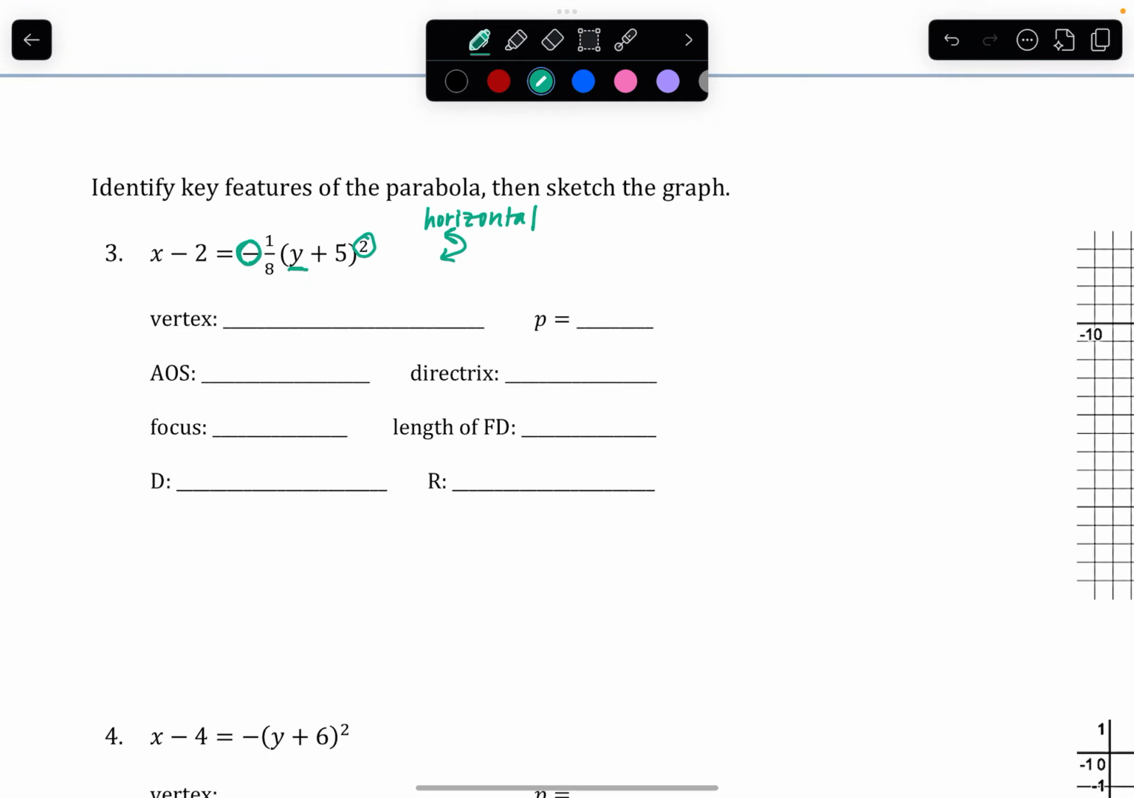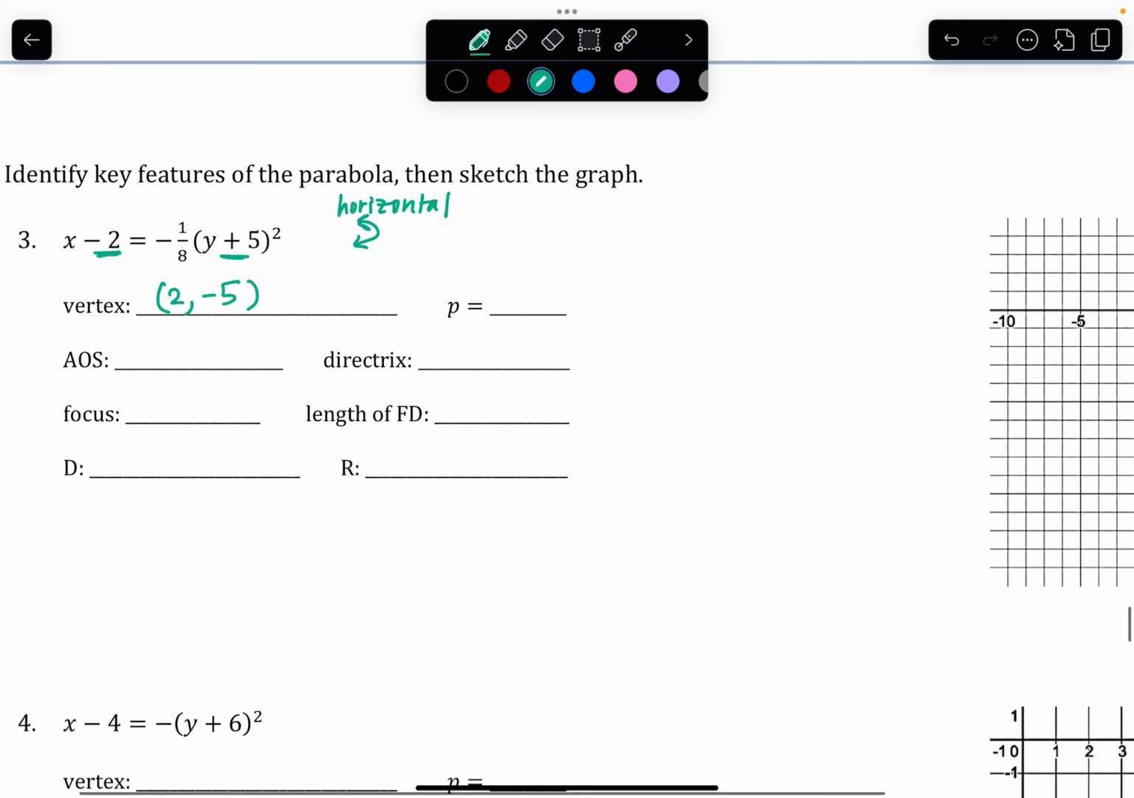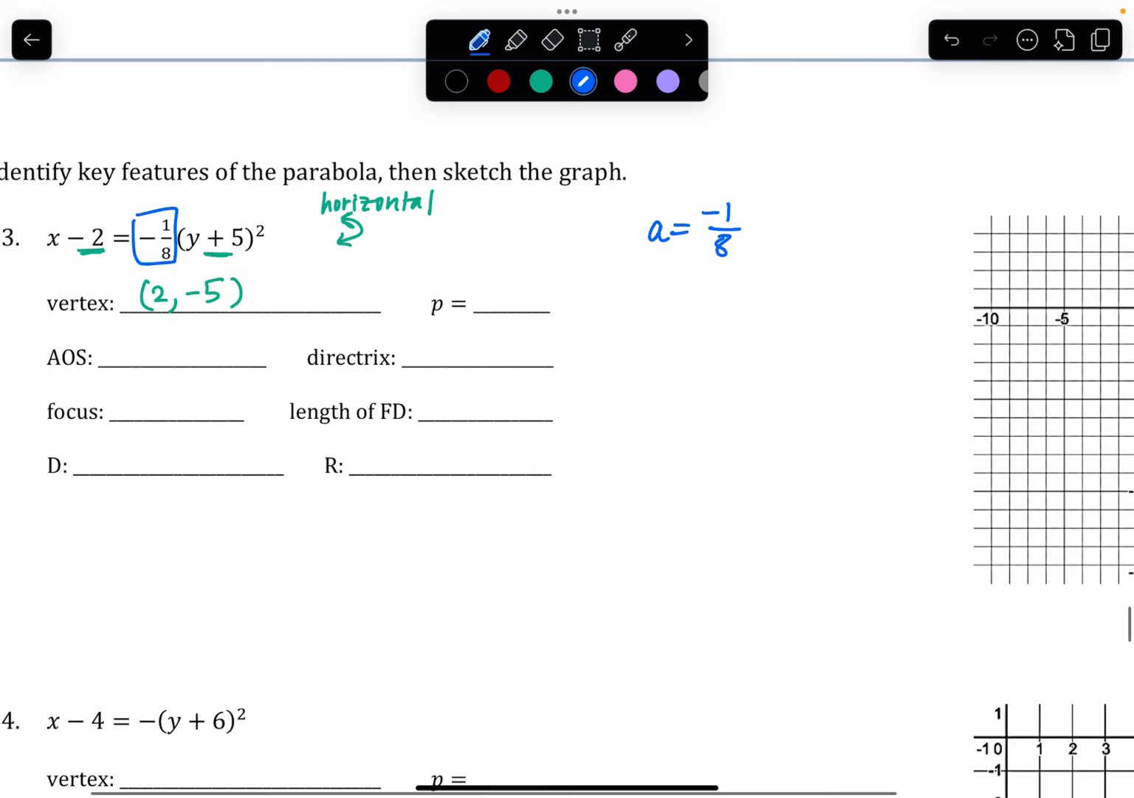And so let's pick out the vertex. x is 2, y is -5. No matter where they are, x is always with x, y is always with y, and take the opposite. And then here from the equation, remember a is always what's in the equation. And so a is -1/8, put the negative in the numerator.